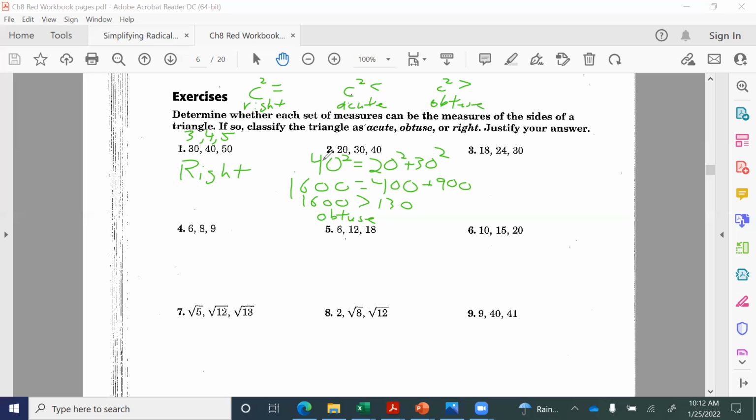We have 18, 24, and 30. What do we want to do? See if it makes a triangle. So 18 and 24, is that greater than 30? Yeah, that's a lot bigger than 30. So that one's definitely a triangle. Now what? What do you want to do next?